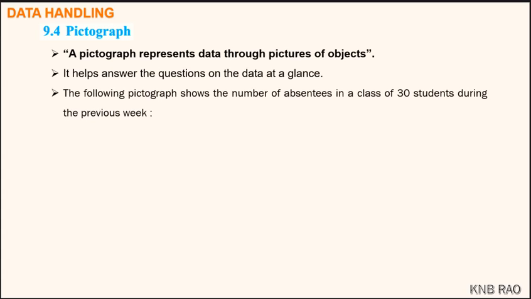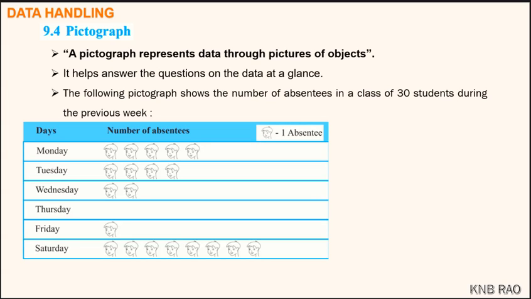The following pictograph shows the number of absentees in a class of 30 students during the previous week. Now this is the pictograph, an example of a pictograph. On Monday you could see 5 face marks drawn against the day, which shows the number of absentees, where each face mark means one absent. So one absentee is represented with one face mark.